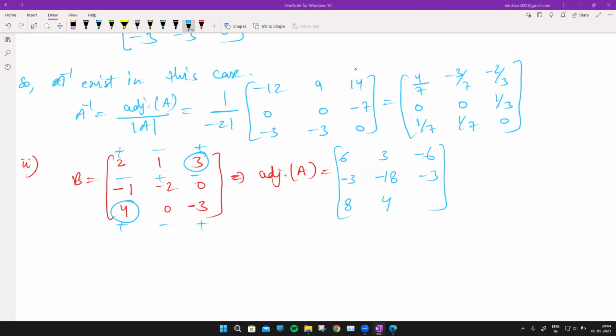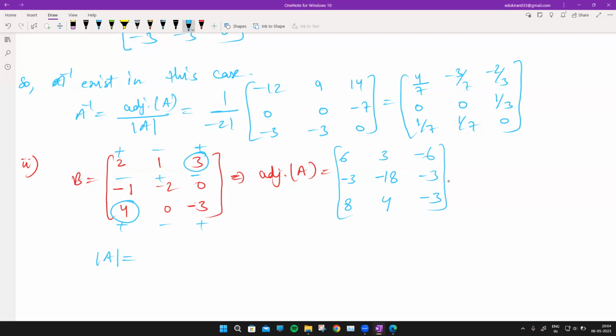And the last one should be what? -4 + 1 -3, -3. Yes. This should be the adjoint. And we can easily find out the determinant. Here -6 + 3 is there, right? Just give me a minute.